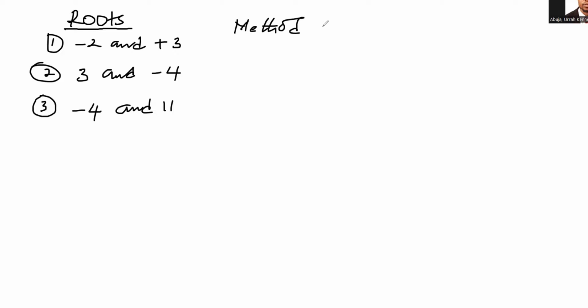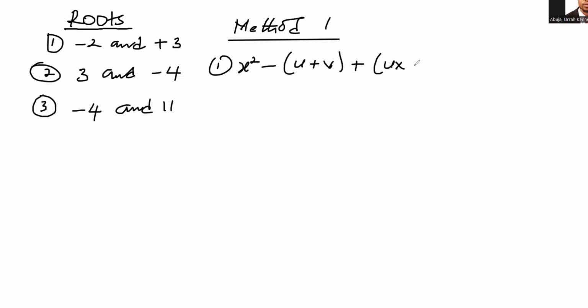So the first method, method one, is using the idea of x squared minus (u plus v) plus (u times v) equal to 0. U plus v and u times v. So what is my u and what is my v in the question? This -2 is my u and this is my v. So let's slot them in and see what we have.